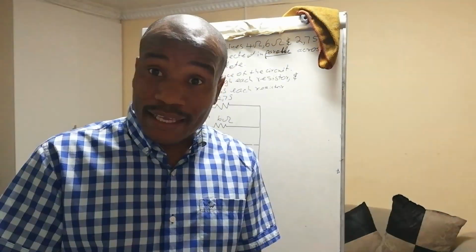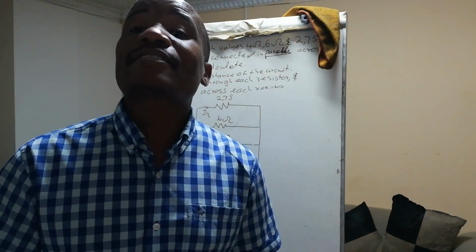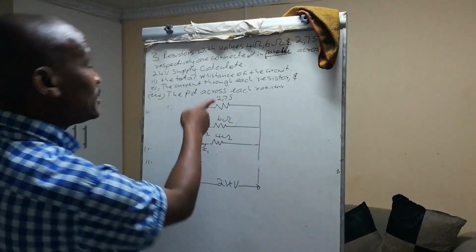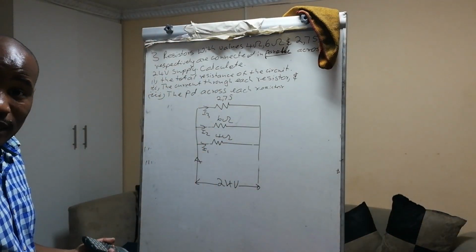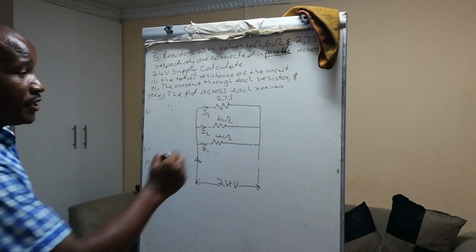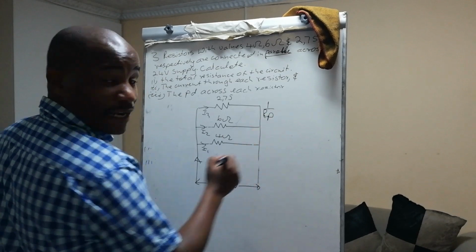In a parallel circuit, the total resistance of the circuit is smaller than the smallest resistance of these three. And how do you calculate the total resistance of the parallel branch? It is equal to 1 over R parallel.